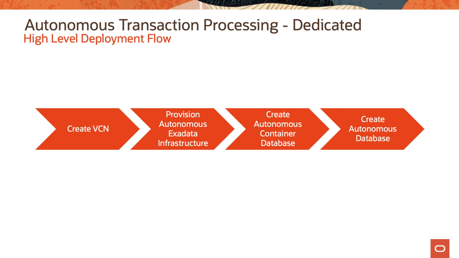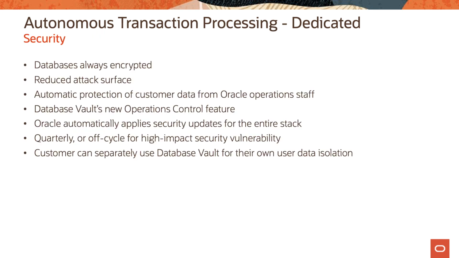Here's a quick look at the high-level deployment flow for autonomous transaction processing dedicated. The same thing holds good for autonomous data warehouse dedicated as well. The first step is to create a virtual cloud network, and then you will provision autonomous Exadata infrastructure. And once that is done, you will create autonomous container database. And then finally, you will create your autonomous database.